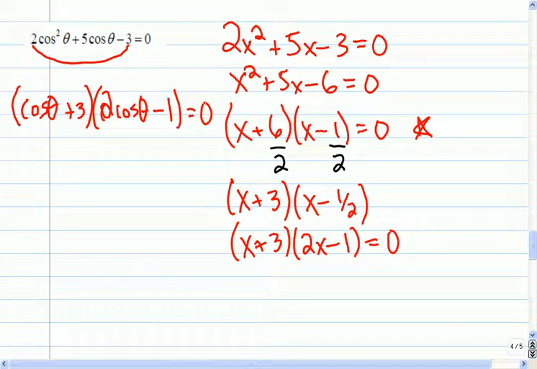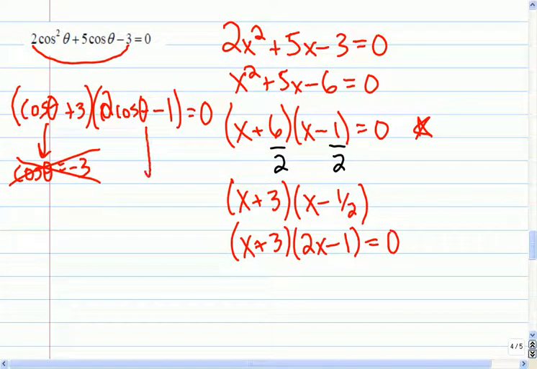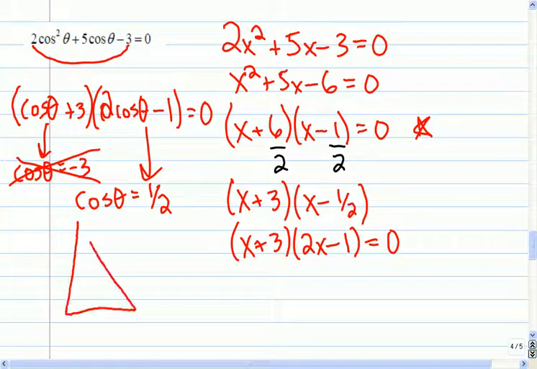Okay. So this is actually the equation I should have been solving. This one here would tell me cos theta has to be negative 3. That cannot happen, so I can reject it. Don't need to look for an answer there. This one would be where cos theta equals 1/2. And I need a special triangle to help me out. The triangle I'm looking for has the lengths 1 and 2. So this is the triangle I'm looking for.